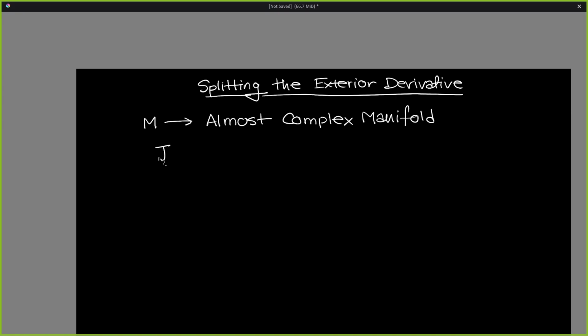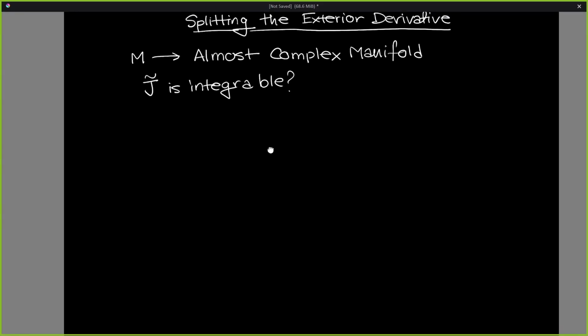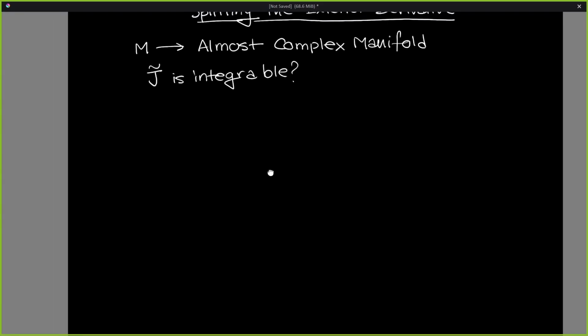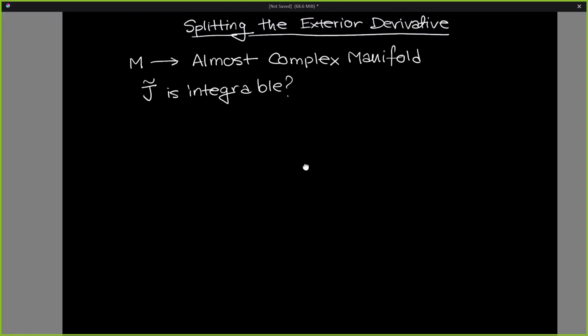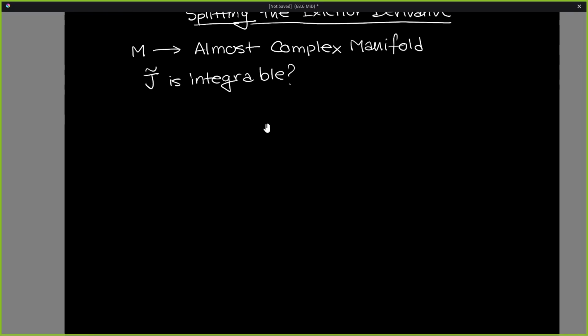And we don't know if J twiddle is integrable. So that's what we're going into here. And then later on, we're going to impose the fact that J twiddle will be integrable, and we'll see what happens when we do that.